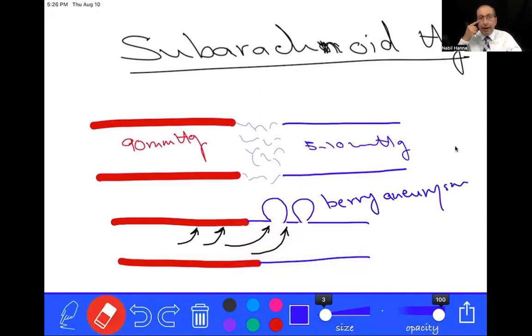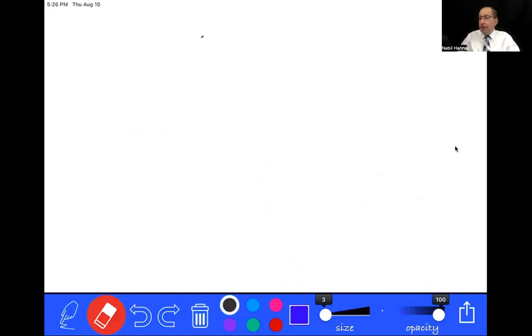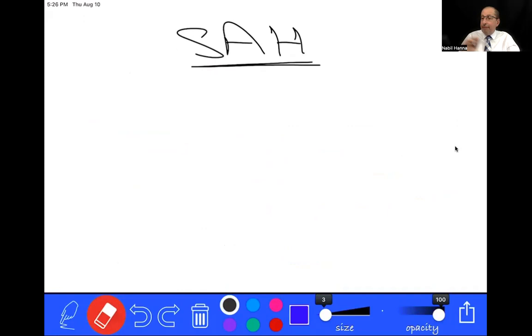A berry aneurysm can rupture at any moment. It's like a time bomb. And of course, when it ruptures, huge amounts of blood will accumulate rapidly in the subarachnoid space. Now, the subarachnoid hemorrhage, because it occurs very close to the brain, will be associated with loss of consciousness in 50% of cases.